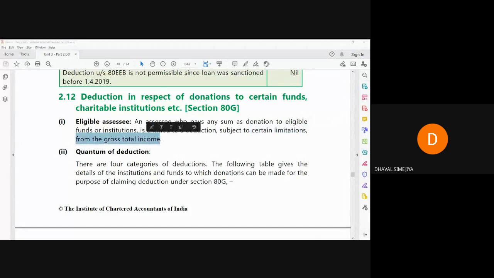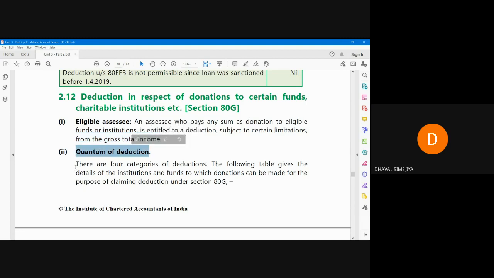Gross total income means income from salary, house property, PGBP, capital gain, and other sources. Total of all five incomes. Okay. Now, section 80G is all about donations. Whatever you donate, it will be allowable as deduction, but subject to certain limitations, right? So, what are the limitations? Quantum of deduction. There are four categories of deductions.